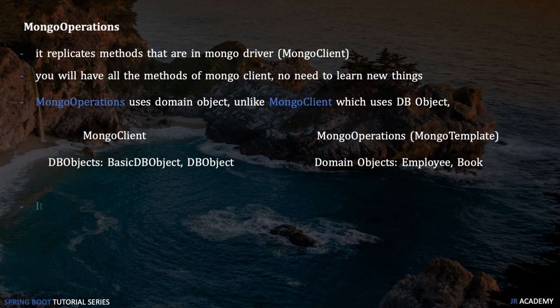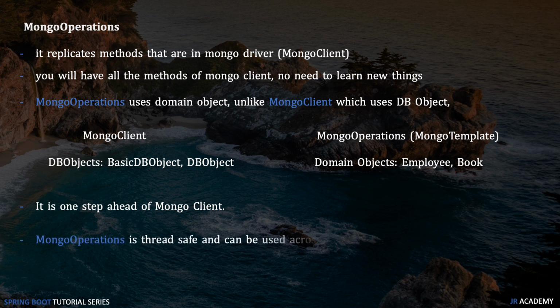With the Mongo Template and Mongo Operations classes, you can directly use this domain object, this employee class object, and perform the operation. No need to convert it, or no need for mapping. We will see this at the time of coding, but in short, it is one step ahead of Mongo client. And additionally, Mongo Operations is thread safe, so you can use it across multiple instances. You don't need to worry about anything.